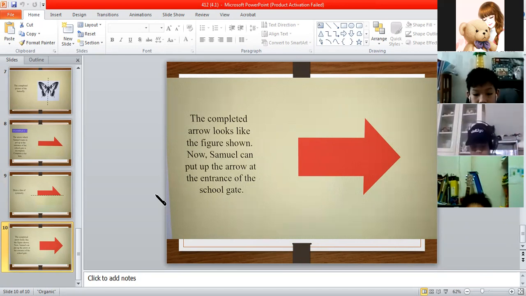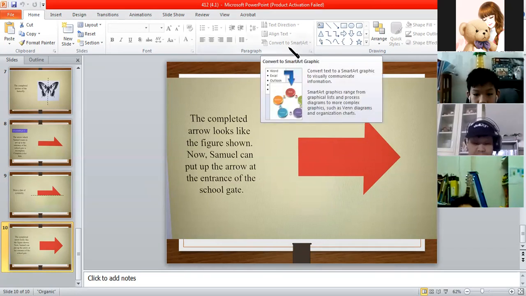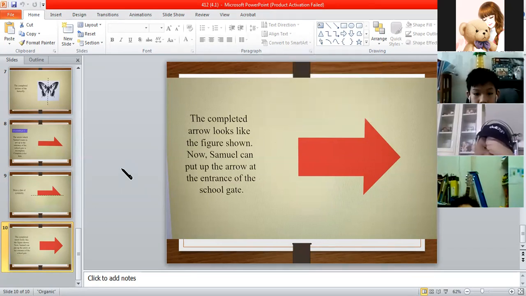So this is the completed arrow, looks like the figure shown just now. So now Samuel can put up the arrow at the entrance of the school gate. Understand? Now you are helping him to complete the arrow, right? Yes. So this is an example of word problem questions. A few situations will be given in the question, so you have to draw the incomplete figures according to the situation given. Understand or not, Ethan? Chicken, understand or not? Understand.